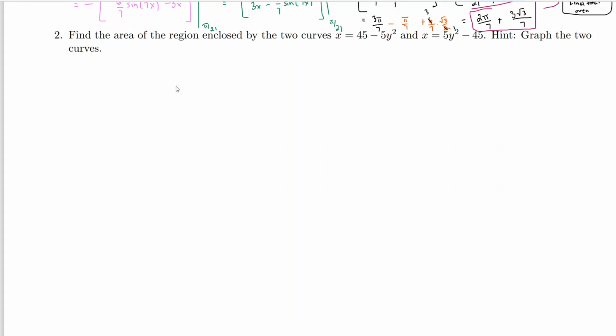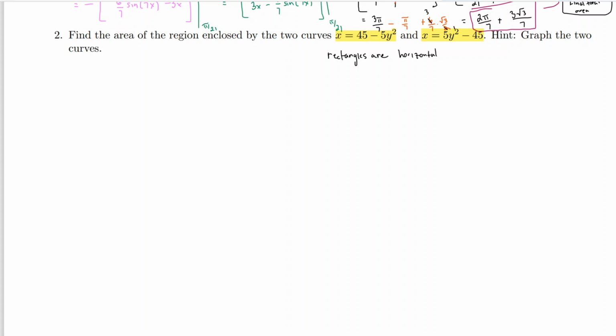So this one says find the area of the region enclosed by two curves. You have x equals 45 minus 5y squared and x equals 5y squared minus 45. Now automatically when I see x equals, as far as my equations go, I'm thinking the rectangles are horizontal. And the reason for that is because our function is really going to be a function of y. It's not a function of x like normal.